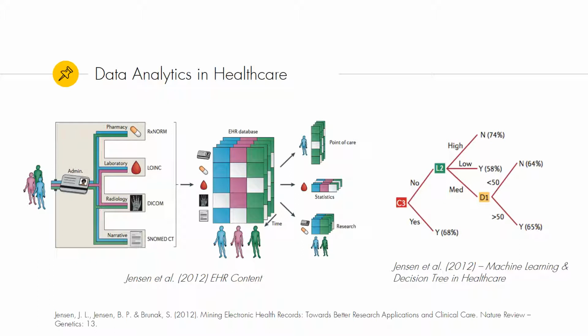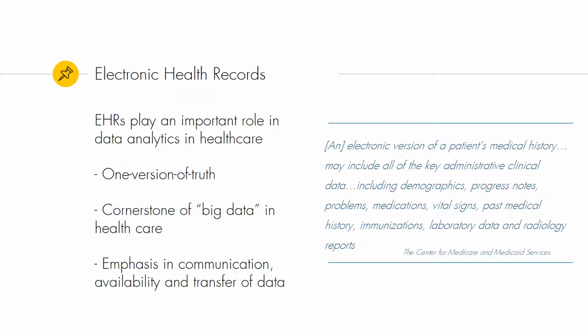Medical records should have standardized variables, and that is the concept of the EHR, which we will talk about in a few seconds. You can see on the right hand side the formal definition of EHR by the Centers for Medicare and Medicaid Services. In summary, in simple terms, it is the one version of truth that carries all the medical information of patients, and it is a cornerstone of big data in healthcare.